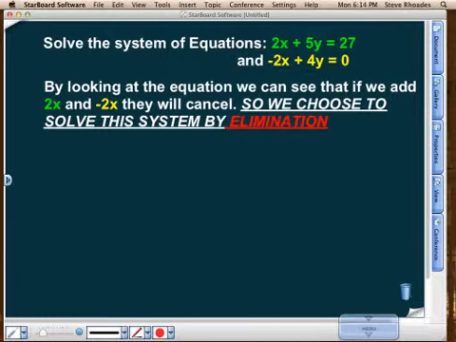We have these two equations in our system of equations, 2x plus 5y equals 27. And we have another equation, negative 2x plus 4y equals 0. When we get two equations together, one of the first things we need to look at is, can I add these two equations together in a way where one of the variables would cancel out? Well, by looking at this, we can see that if we add 2x and negative 2x, these two terms right here, they're going to cancel out. They're negatives. 2x and negative 2x cancel out equals 0.